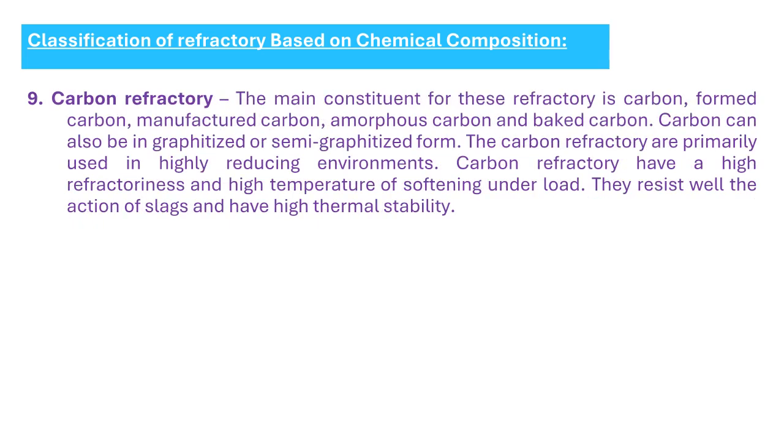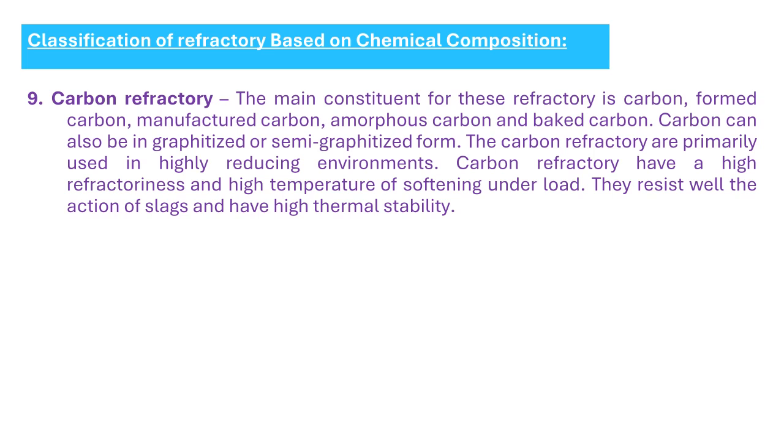Now let's explore carbon refractories. As the name suggests, their main constituent is carbon. But carbon can exist in several forms: formed carbon, which is pre-shaped, manufactured carbon, created synthetically, amorphous carbon, which has no crystal structure, and baked carbon, produced through thermal treatment. Carbon can also be processed into graphitized form, where it's converted into graphite at very high temperatures, or into semi-graphitized form.